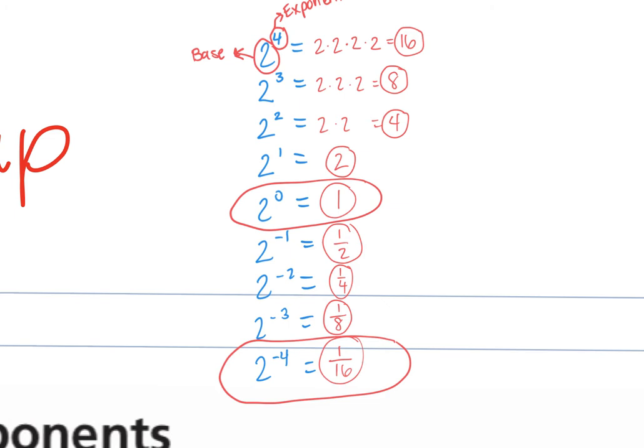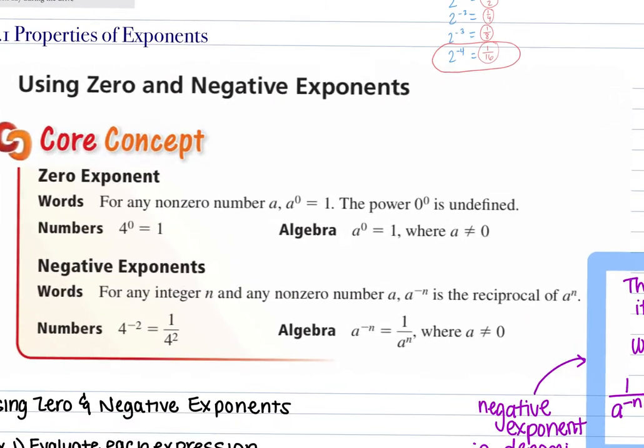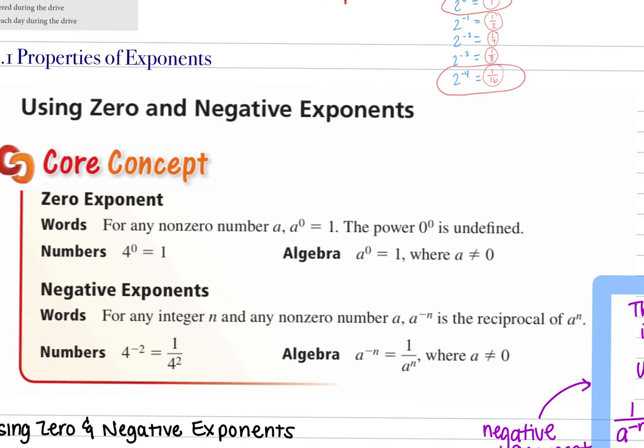So let's see how that works, okay? Any number that you raise to the 0 power will be 1, as long as that base is not 0, okay? Because 0 raised to the 0 power, guys, nobody's figured that out. We leave it as undefined in math, okay?